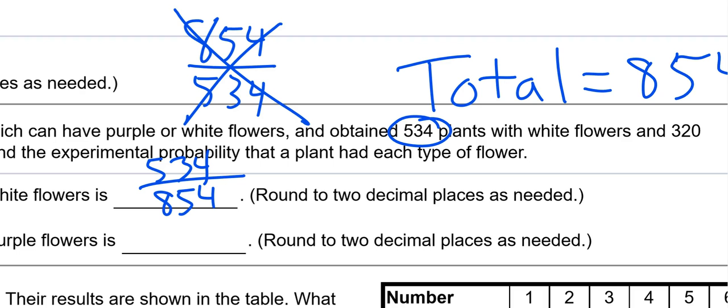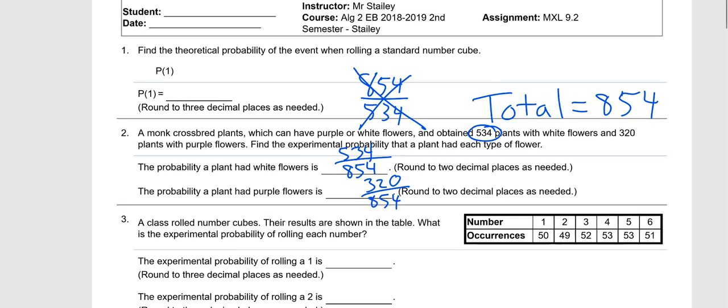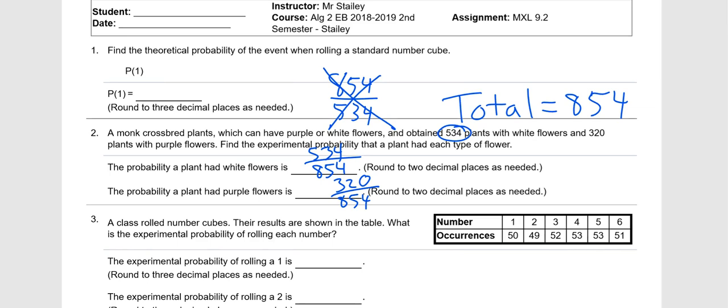Okay, so tell me the next one. Would it be 320 over 854? That is exactly right. 320 over 854. Hopefully you got it written down.